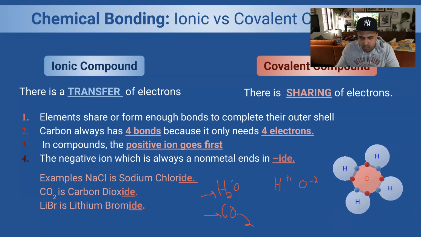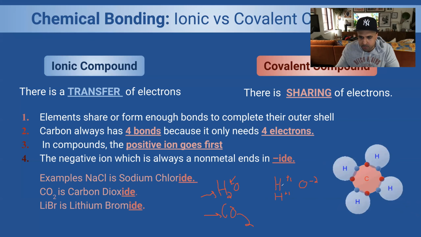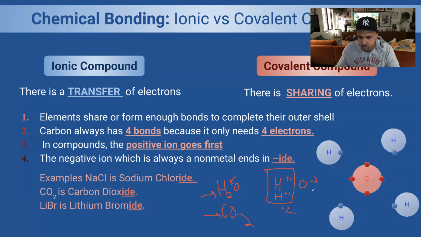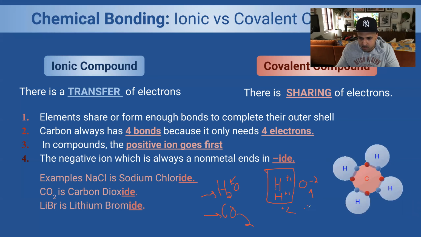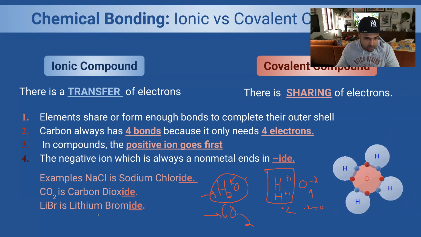So why do I have 2 hydrogens? Well, remember, compounds are neutral. So H plus 1, times 2, would give you +2. And oxygen's always -2 in high school. So that would equal 0. So that's why water is H2O and not H4O or H5O. That does not exist.